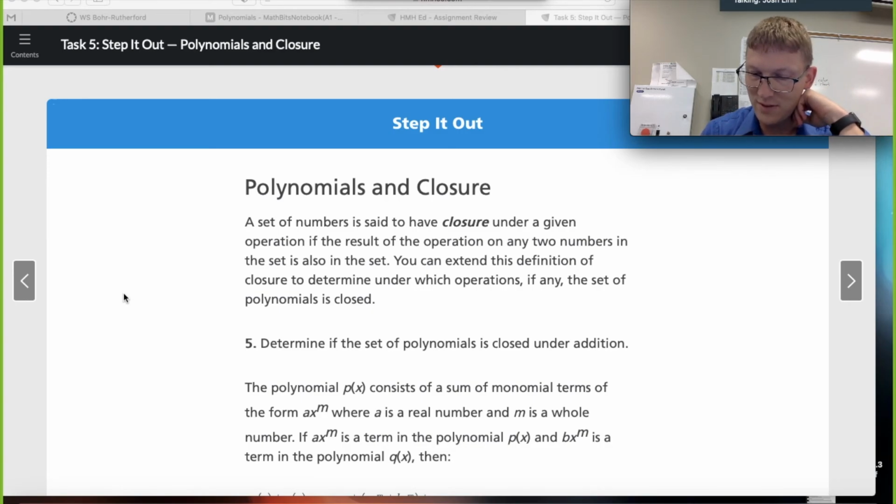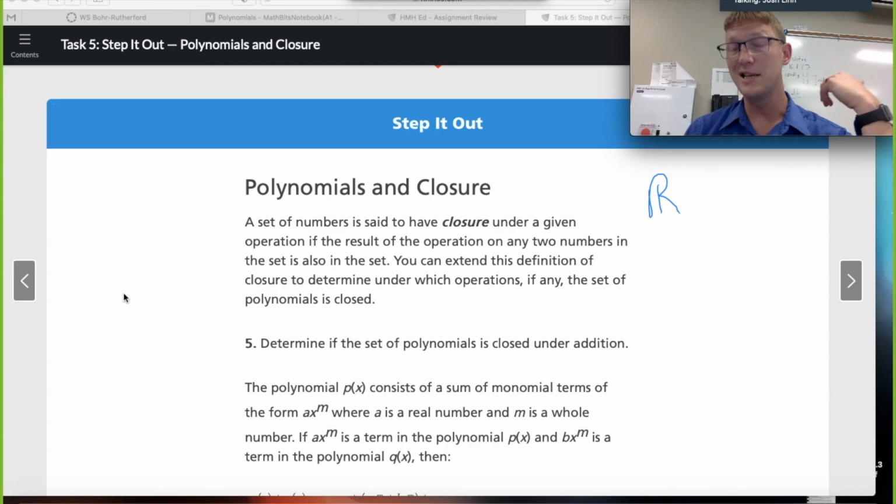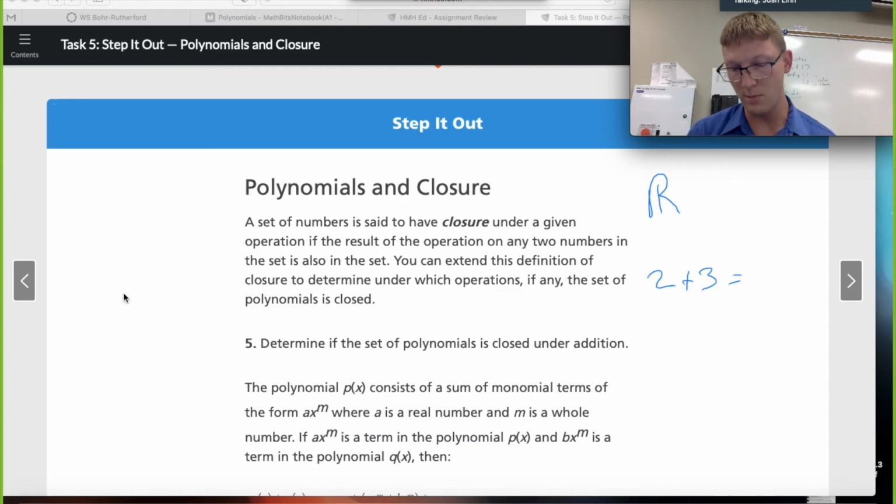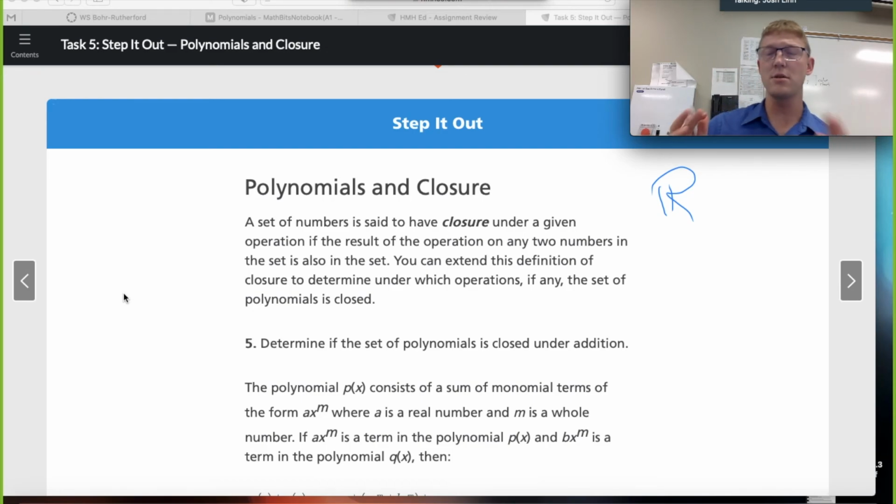Since I don't know if you've ever heard of closure before, you can talk about the set of all real numbers. That is our set, and our set is closed under addition. If you take any two numbers on the real number line, like 2 plus 3, you get another number on the real number line, 5. So addition and subtraction are closed, because if you add or subtract, you're still going to get a real number.